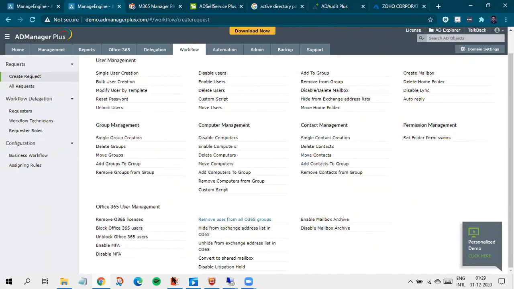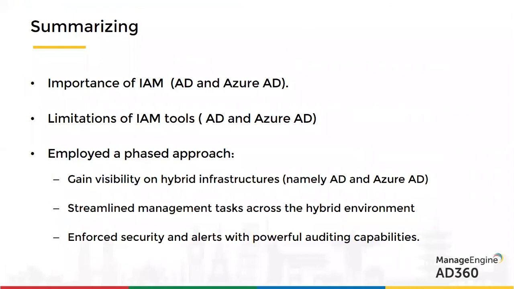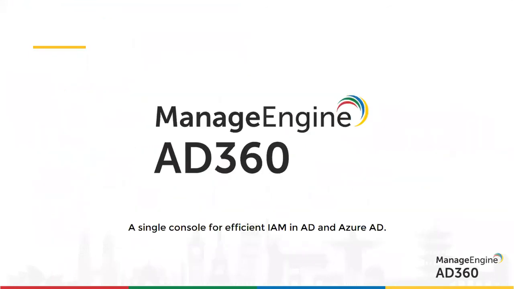right? So yes, that is about it for today. That's discovery, permission fixing, vulnerable permission fixing, centralizing management actions, enforcing a uniform password policy, and enforcing security for monitoring changes on your infrastructures in real time. AD 360, single console for efficient IAM in AD and in Azure or Office 365.